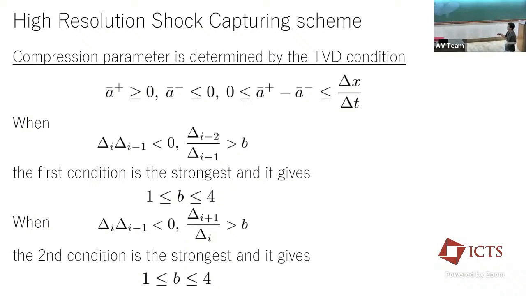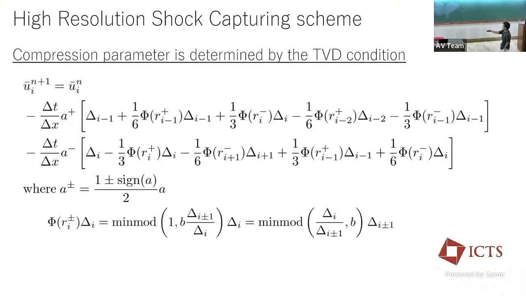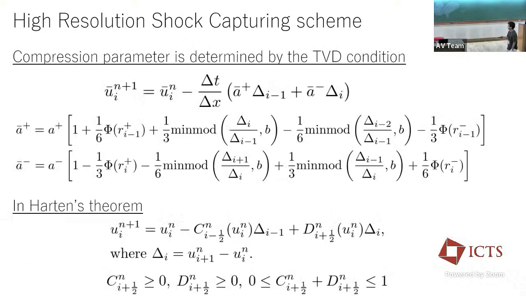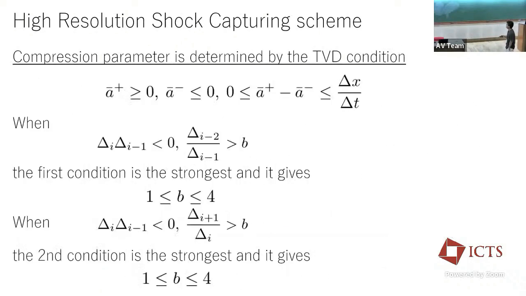B equal 1 is the most diffusive case, maybe the safest case. And B equal 4 is a very aggressive case. If B equal 1, here is a profile something like this. If you increase to B equal 4, you shift this point to the left direction, right? Which means that you expand the phi equal 1 region as much as possible, but maybe B equal 4 is too aggressive. It depends on the model you want to solve.